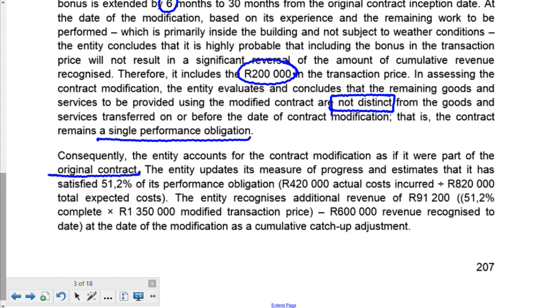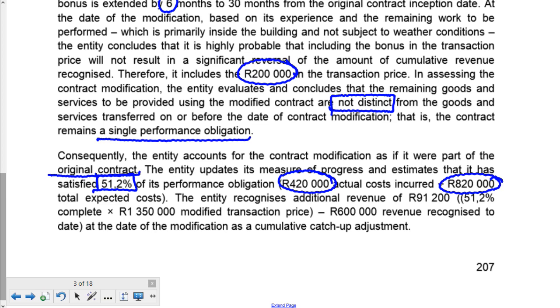They measure the progress and estimate that it has satisfied 51.2% of the entity. Okay, so at this stage now, we've incurred 420 of costs. Do you agree? That's what we had incurred. But now total costs are actually 820 because my costs are going up by the 120. So my percentage now is 51.2. I'm going to recognize 51.2 of revenue, but now my revenue number is, what was that number? 1350, isn't it? It's no longer 1 million.